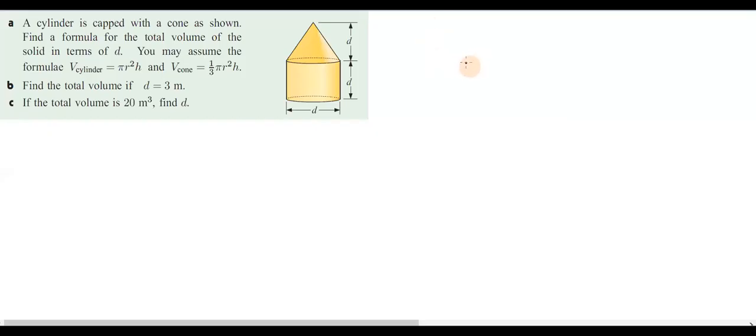Hi, in this video, we are going to get a relationship or make a formula for finding the volume of this solid. This solid is a composite solid made up of a conical top, which in this question is referred to as the conical cap, and then we have a cylindrical base. So let's talk about each of these volumes separately.